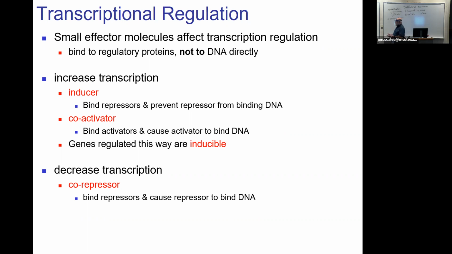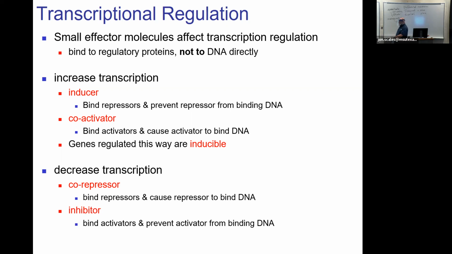Co-repressor. So you have a repressor, but it's not actually a good repressor. It's not really wanting to repress. So it's really an apo repressor. A co-repressor is a small molecule of some kind that binds to the apo repressor and turns it into a bona fide repressor, which would then block transcription.